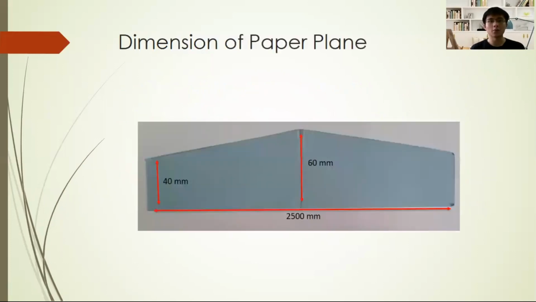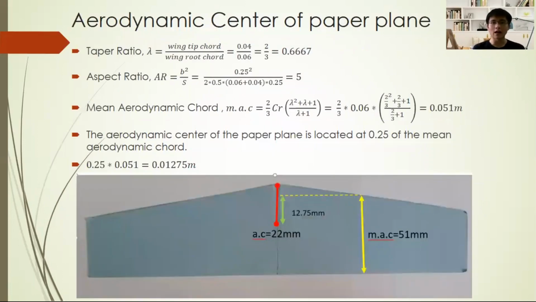Next, first of all, we need to make our own paper plane. So I follow this dimension and I used Manila card to build it. After I built my paper plane, I need to calculate the aerodynamic center of the paper plane. So first of all, I need to calculate the taper ratio, aspect ratio, and mean aerodynamic chord. We need to calculate the mean aerodynamic chord because the aerodynamic center of the paper plane is located at 25% of the mean aerodynamic chord.